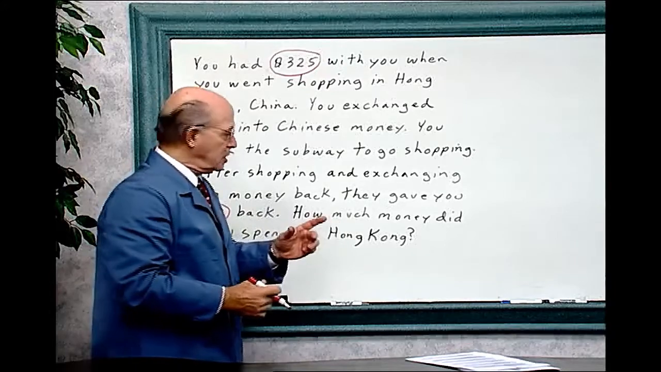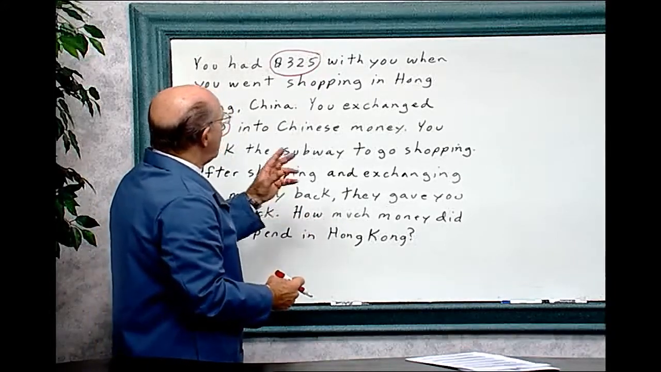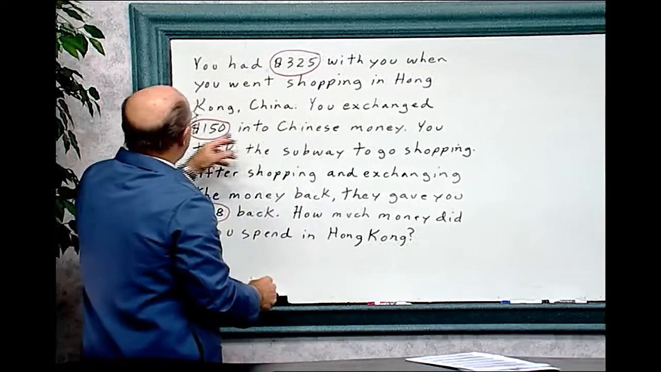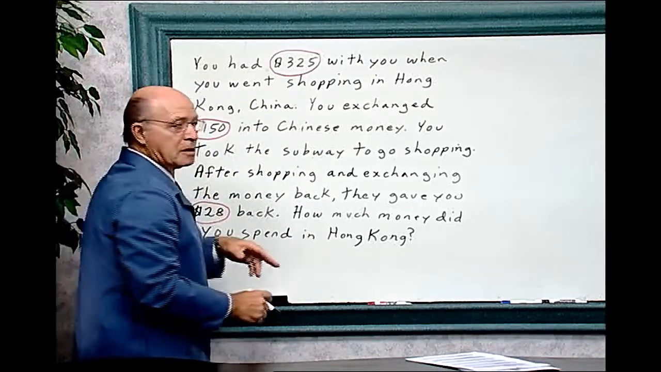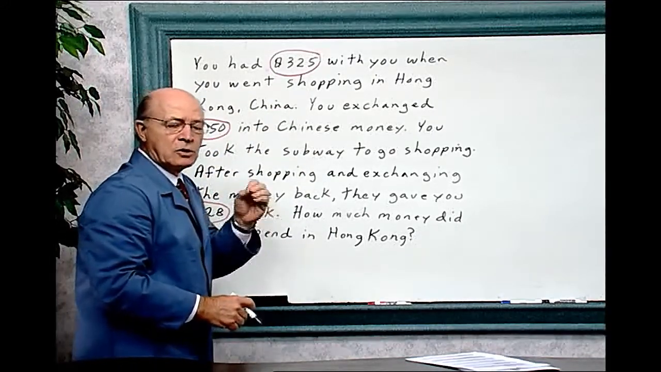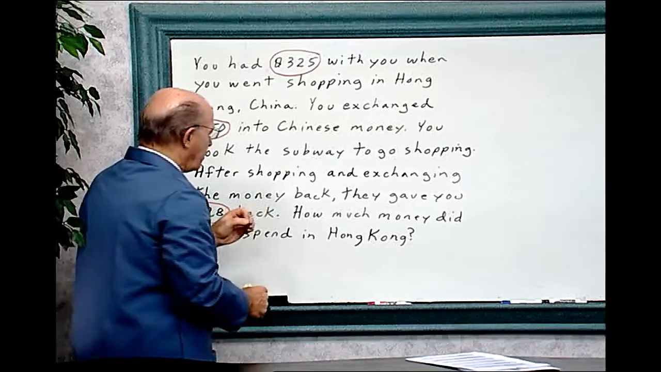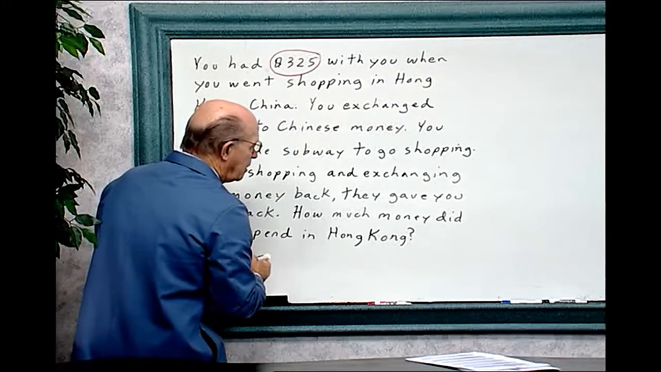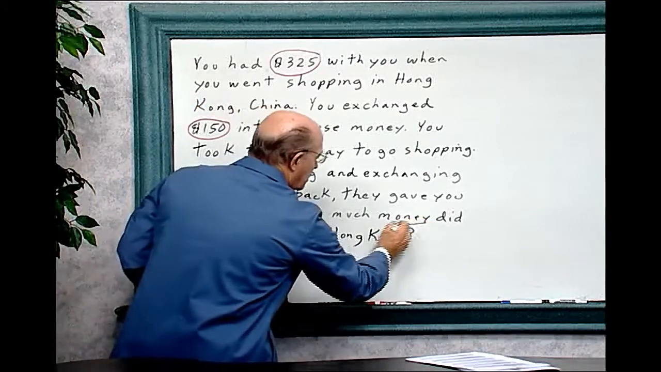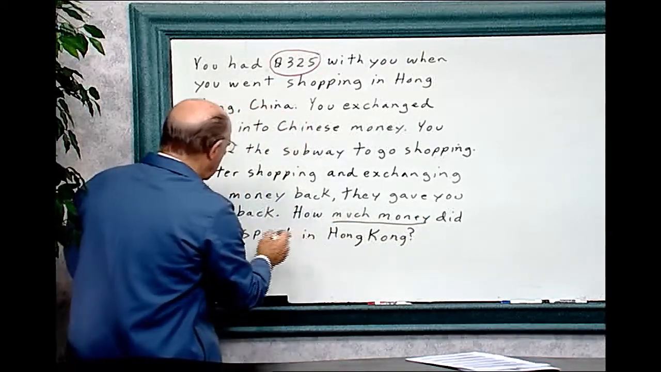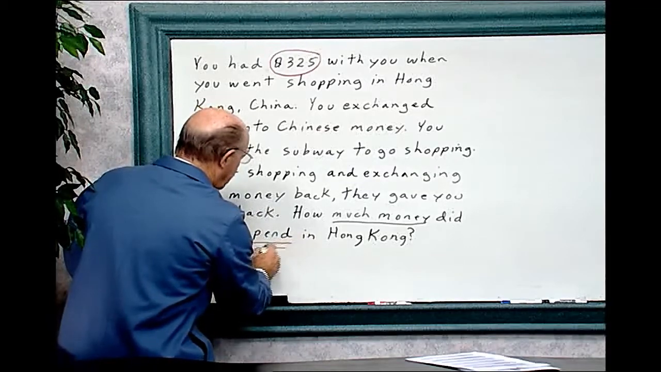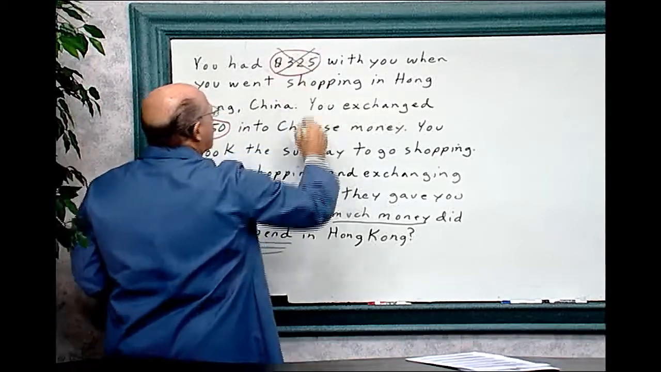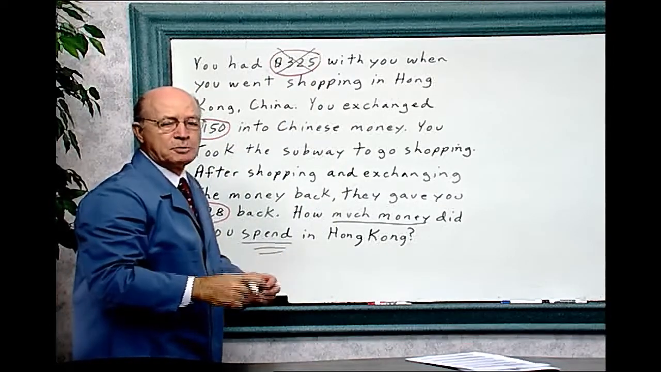Now the question is, you don't quickly just solve this problem and say, well, it's 325 minus 150 minus 28. You've got to look at the question. What does the question say? The question asks you, how much money did you spend? It's irrelevant how much money you started with. It's how much money did you spend?